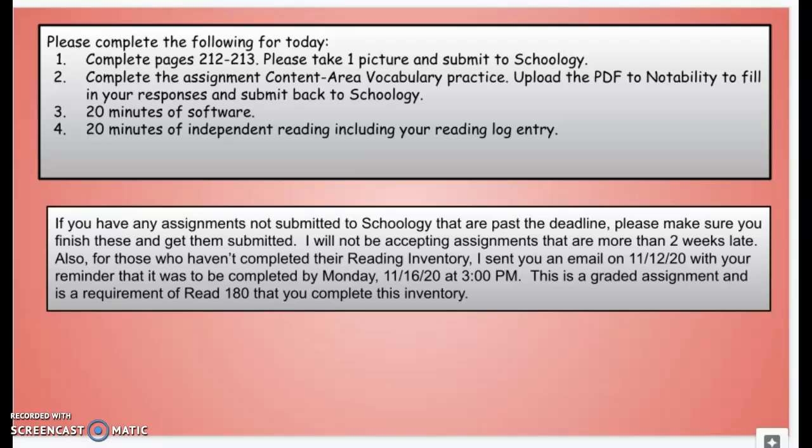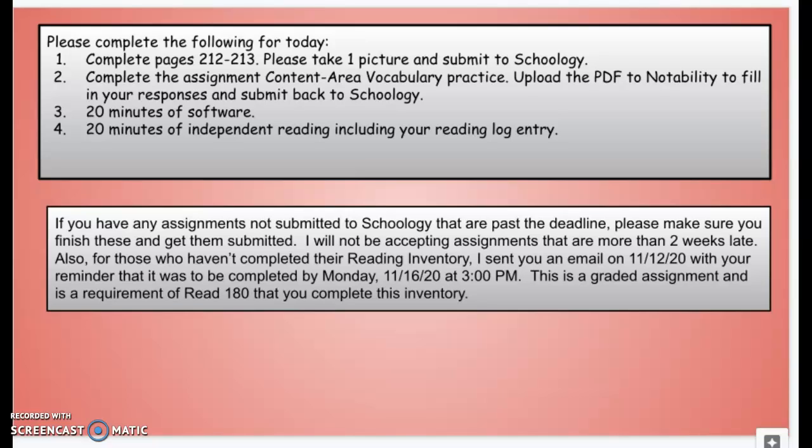Now, this is a reminder for the students who have not been keeping up with the daily assignments the last 2 weeks. If you have any assignments not submitted to Schoology that are past the deadline, please make sure you finish these and get them submitted. I will not be accepting assignments that are more than 2 weeks late.